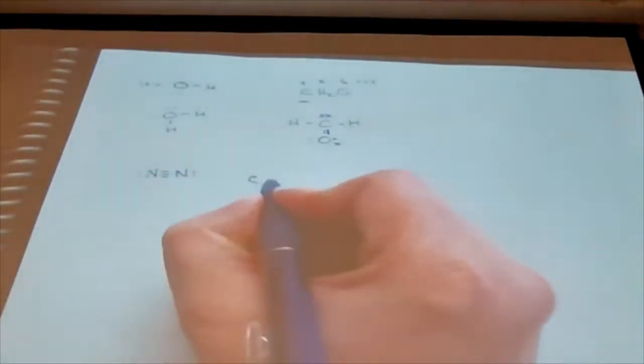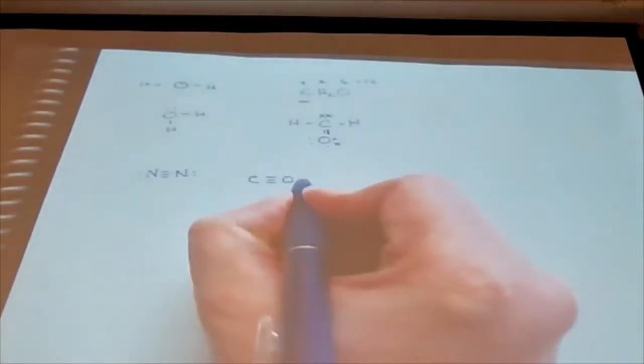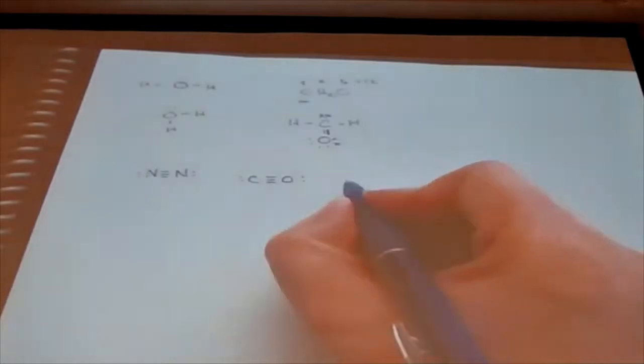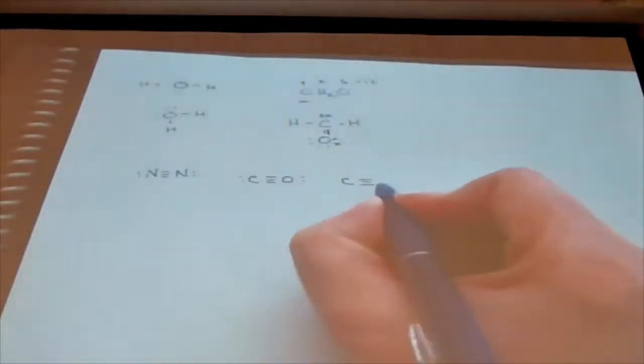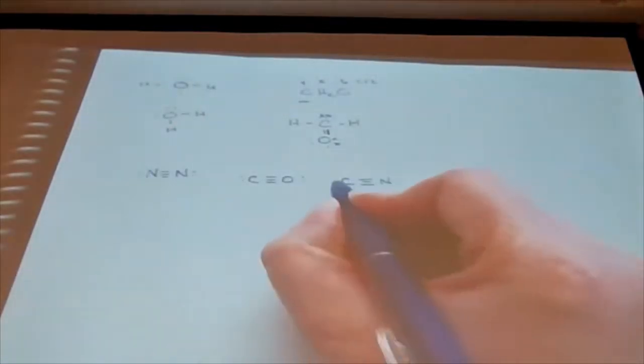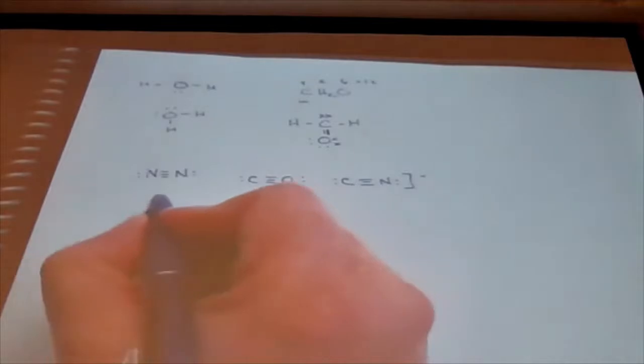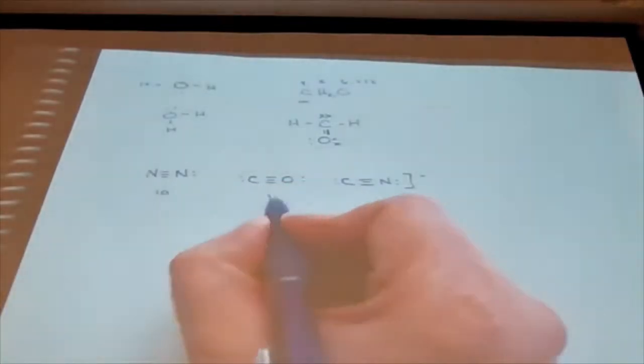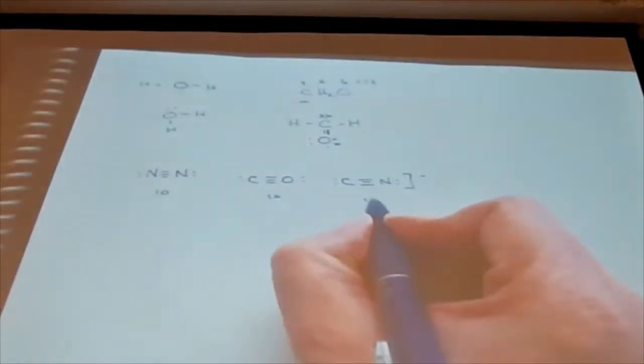All right, you had nitrogen as a molecule. That's one of our diatomics. It should have ended up looking like this. And you had carbon monoxide, which should have ended up looking like this. And then last week, we also did cyanide, which ends up looking like this. We'll put a little charge there for it. Each of these has 10 electrons. Does anybody need to see how we get to that structure?